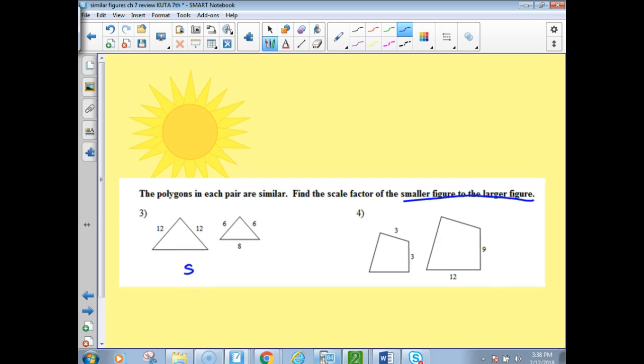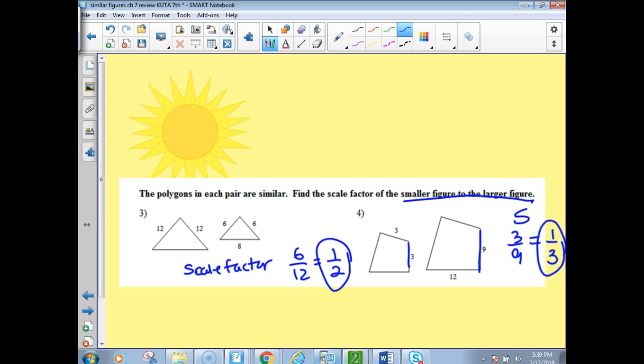So that scale factor would be 6 over 12, and that, of course, reduces to 1/2. So 1/2 is the scale factor. Smaller to larger on this one would be comparing the 3 to the 9, and that reduces to 1/3. So the scale factor on this one is 1/3.